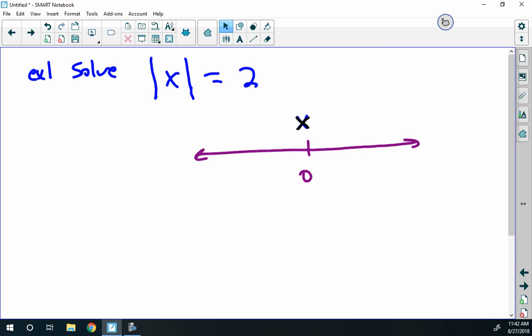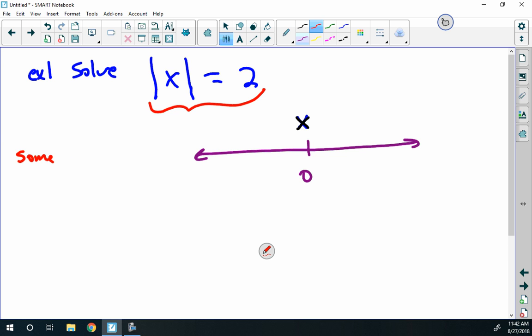No, let me back that up. I misspoke. What this expression says, literally translated, is some x is 2 units from 0 on the number line. That's what that's saying. That's saying that some value of x is 2 units away from 0 on the number line.